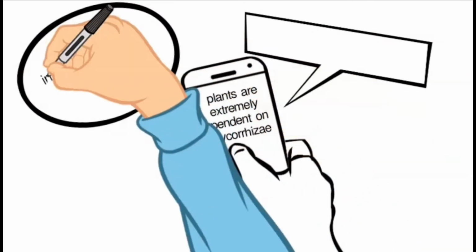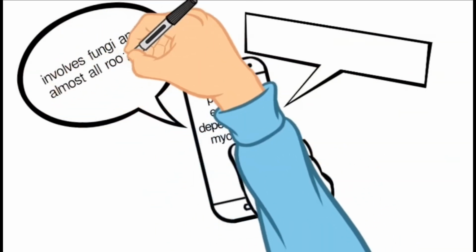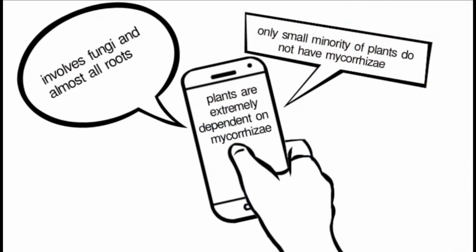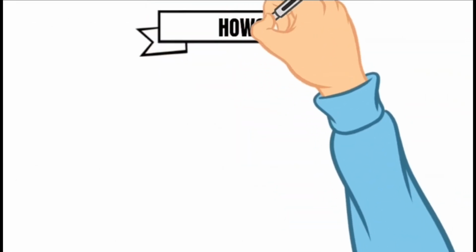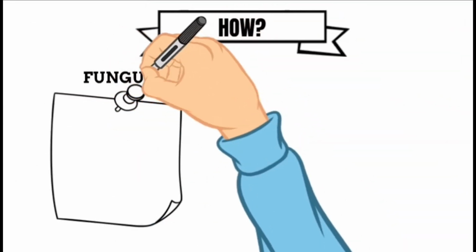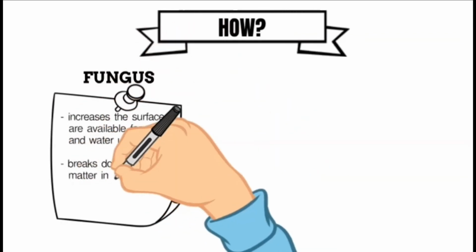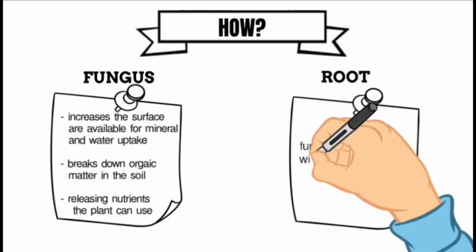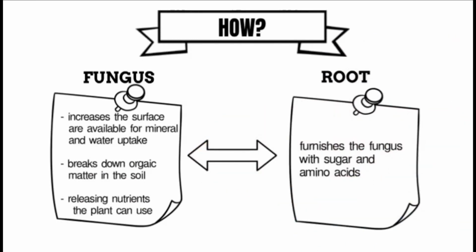Plants are extremely dependent on mycorrhizae. It involves fungi and almost all roots. Only a small minority of plants do not have mycorrhizae. The fungus increases the surface area available for mineral and water uptake, and breaks down organic matter in soil, releasing nutrients the plant can use. In return, the root furnishes the fungus with sugar and amino acids.